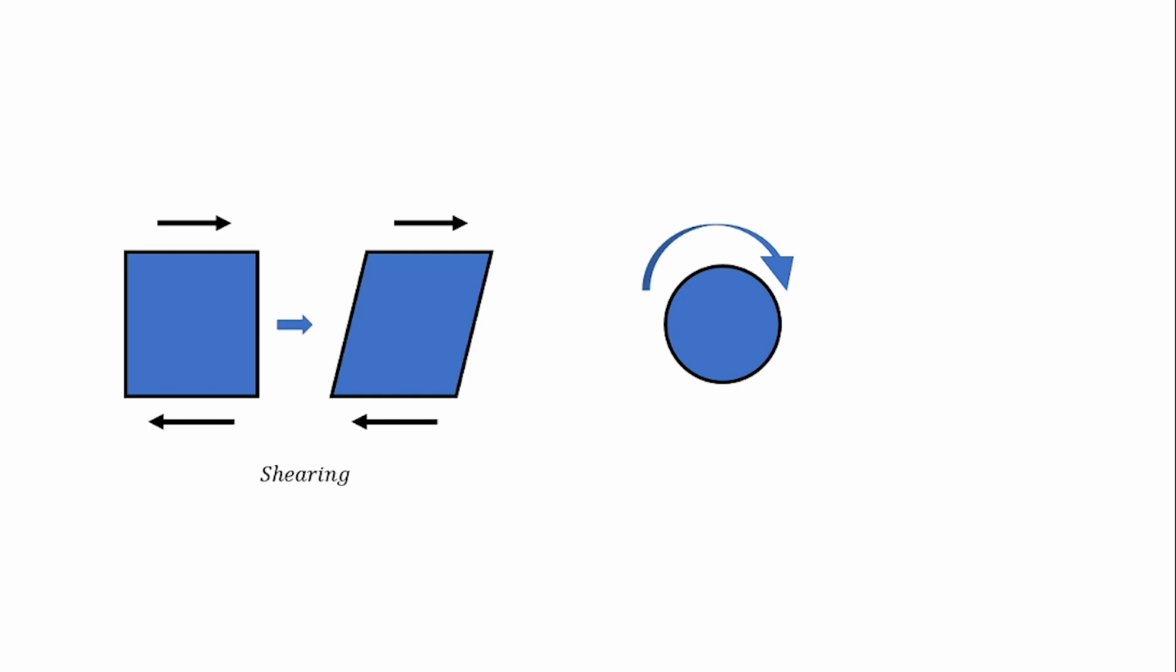Same case for our material. If we apply shear force, this is the deformed position niya and this is shearing. And also, if we apply rotation in our material, magkakaroon tayo ng angle of twist, and itong topic galing to sa torsion or rotation of our material.